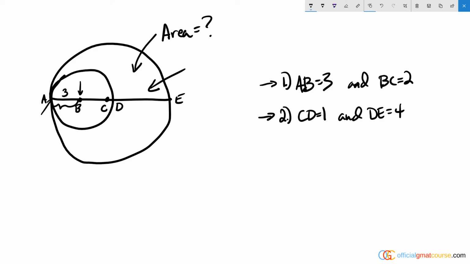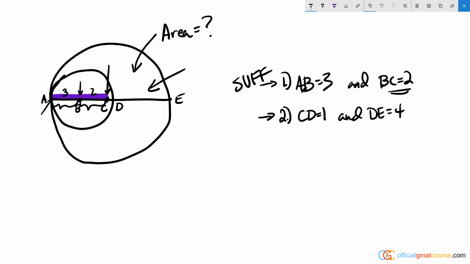So we can definitely get the area of the smaller circle. Now, can we get the area of the larger circle? We know that BC is equal to 2. Well, C is the center of the larger circle. And so if we know the distance from here to here is 2, we know the full distance from the edge to the center of the larger circle is a total of 5, 3 plus 2. And that means we can definitely solve the area of the larger circle. And that makes this sufficient as an answer.